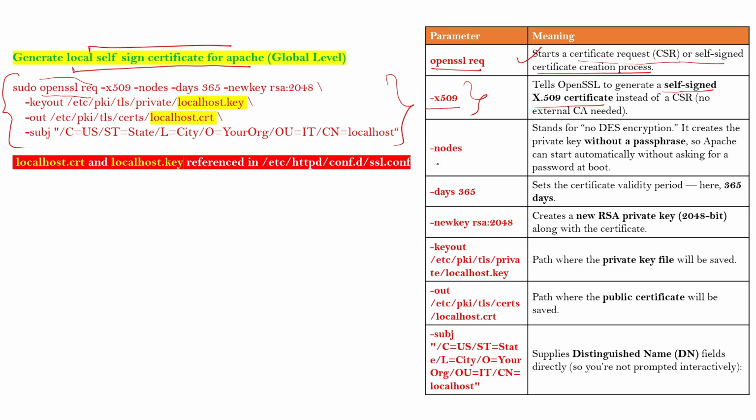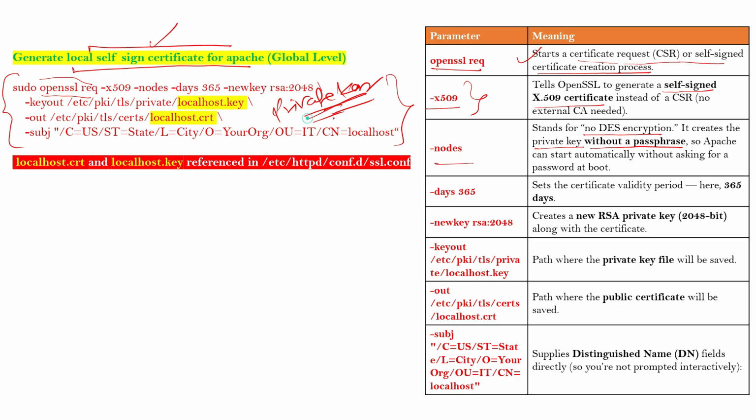Then we specify -nodes. That means no DES encryption, so it creates a private key without the passphrase. So when we run this command to create the self-signed certificate, this creates our private key as well. Private key and public key participate in the encryption of the data in SSL. So apart from generating the certificate, as I said, it creates the private key as well.